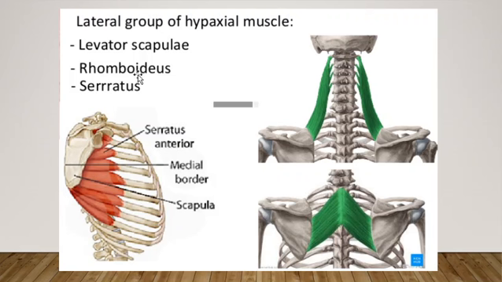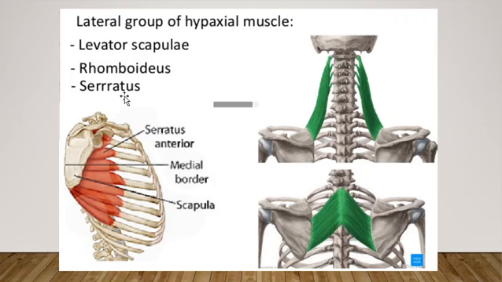Then we have the rhomboideus. Rhomboideus is a two-fold muscle in rhomboid shape. This is a paired rhomboid muscle attaching from the vertebra to the spine of the thoracic vertebra. So from the posterior blade of the scapula to the spine of the thoracic vertebra. So that is a paired muscle.